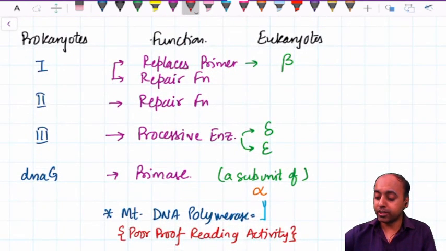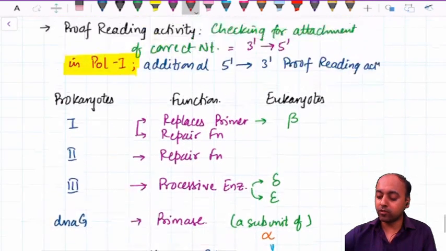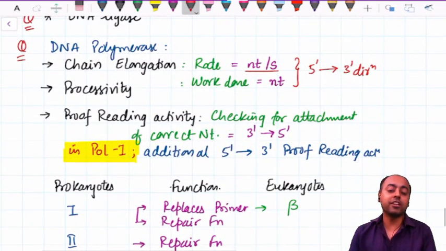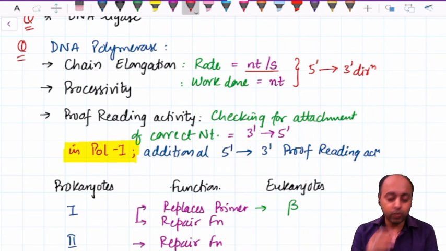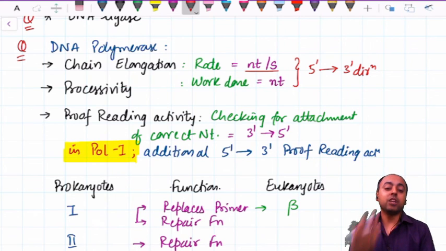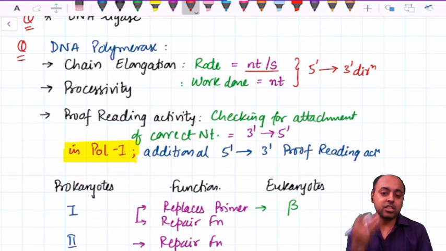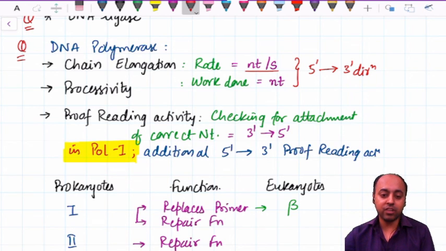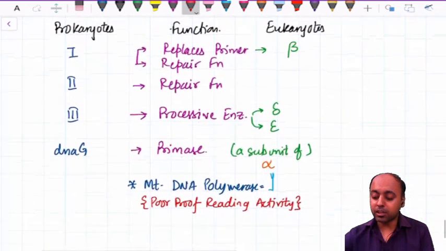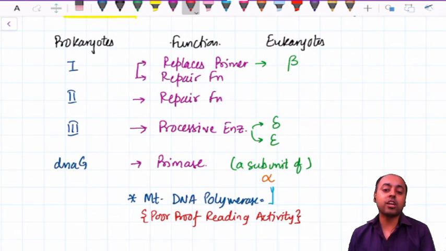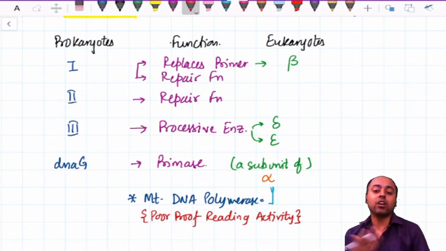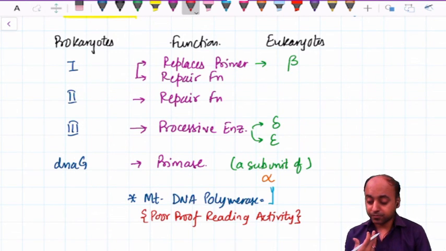Alright. So when you get the question on the DNA polymerase, first we'll quickly describe that DNA polymerase is primarily responsible for creating the new DNA, that is polymerization. The main properties of the DNA polymerase are the chain elongation, the processivity, and the proofreading activity, and then you'll describe what we have written. Then ultimately you can compare the polymerases in the prokaryote and in the eukaryote, what are their specific functions.